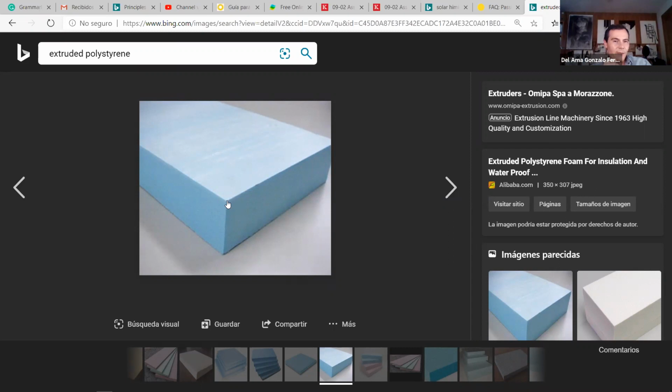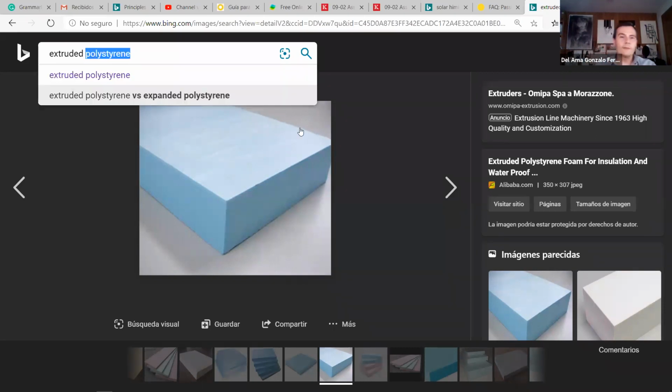And if you are going to expose a thermal insulation to the rain, or you think that it might get wet, this is the right option because this material is not affected by water. Cellulose and fiberglass, they are affected by water. This kind of foam or polystyrene, it's not affected by water.